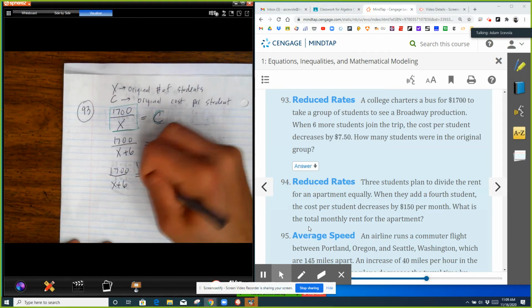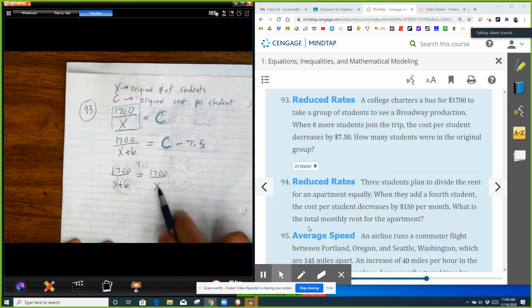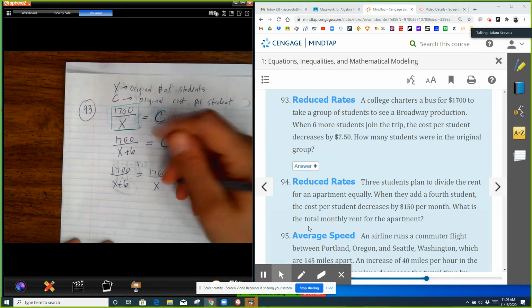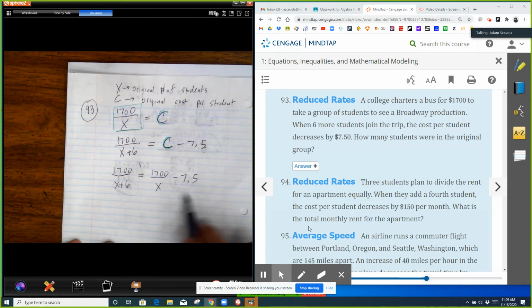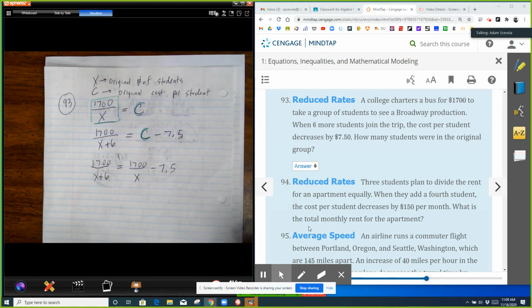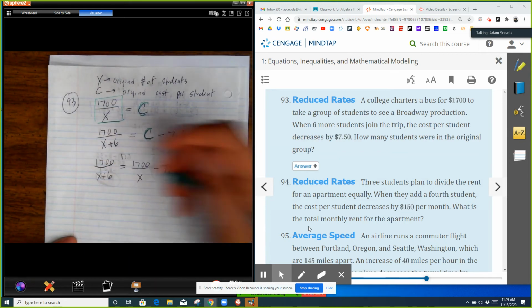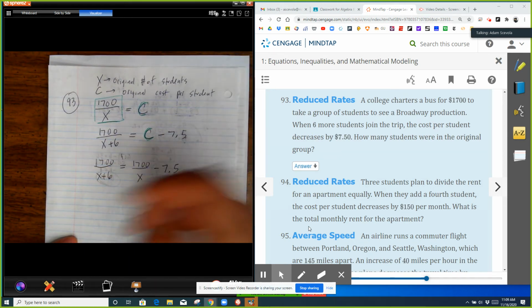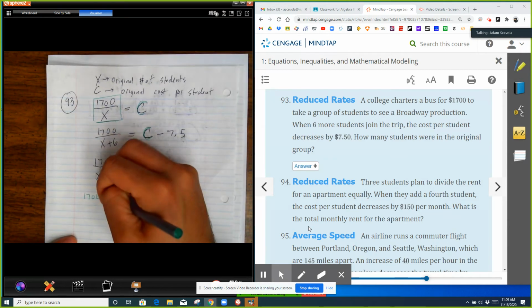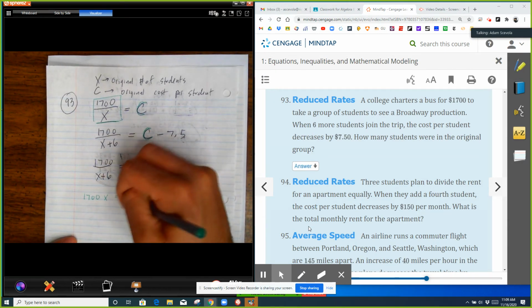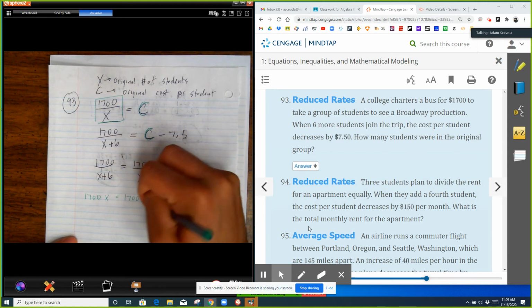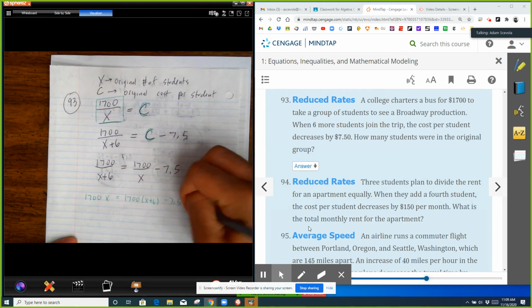All right. Now it's a word problem, so I would just solve it with the solve function on the calculator. Now, if you didn't want to do that, you would multiply everything by X times X plus 6, and you'd get 1,700X equals 1,700 times X plus 6 minus 7.5 times X plus 6. Multiply all that out, get a quadratic, and solve using the quadratic formula or factoring. But at some point, you probably can't factor. Maybe you could. You're going to probably use a calculator anyway. So at that point, you might as well just use one right from the beginning.